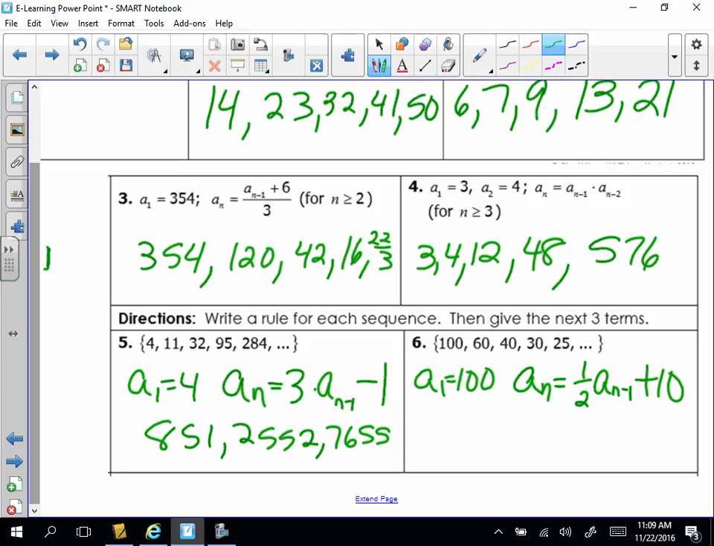40 times 1/2 is 20, plus 10 is 30. 30 times 1/2 is 15, plus 10 is 25. And the next 3 on this one, you end up with decimals, and you would keep doing that then. It's 22.5, 21.25, and 20.625.